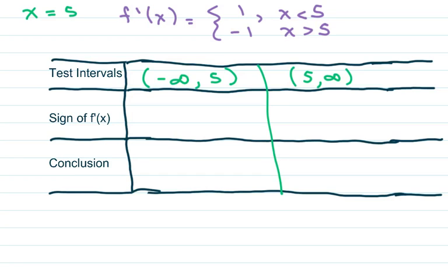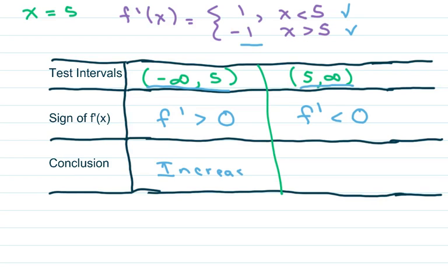Therefore, when x is less than 5, we have 1. So when you do this first interval, any numbers less than 5, I'm looking at this piece, and 1 is positive, so my sign is positive. And for numbers bigger than 5, I'm looking at this interval. We have a negative 1, which is negative, so this is decreasing. And that means this is increasing and decreasing.